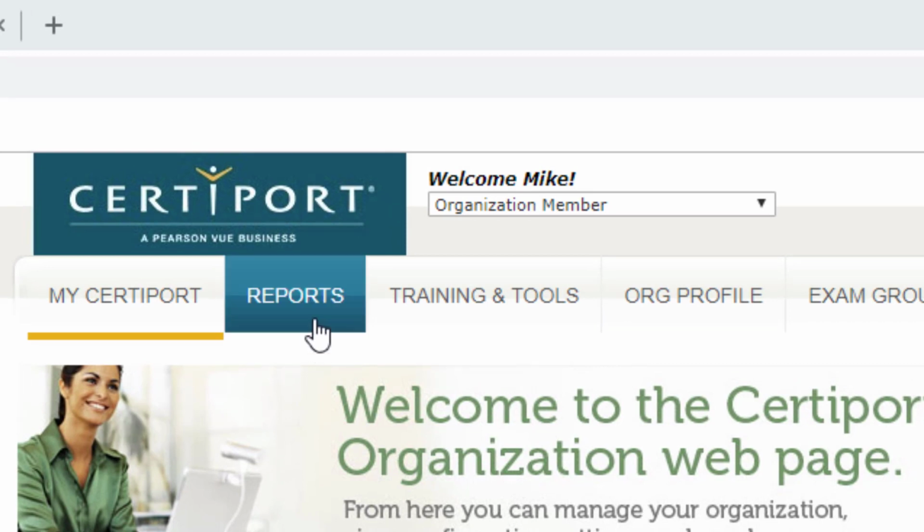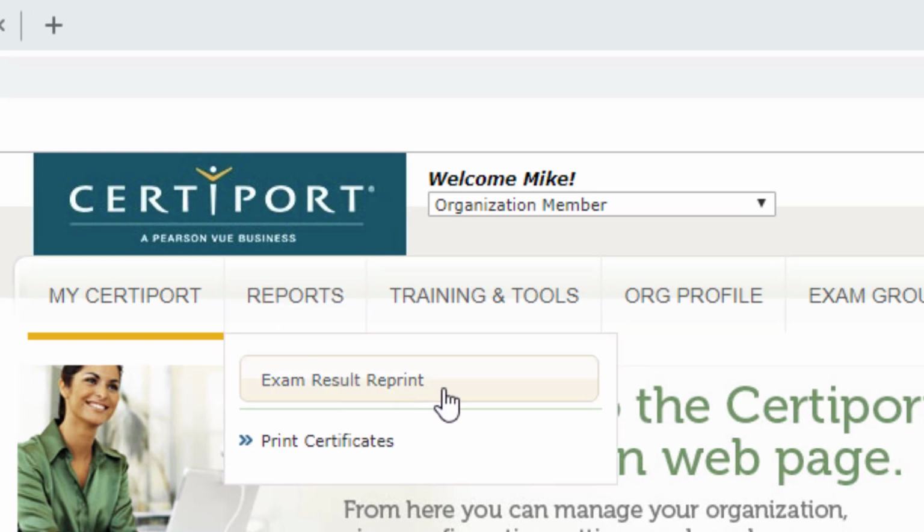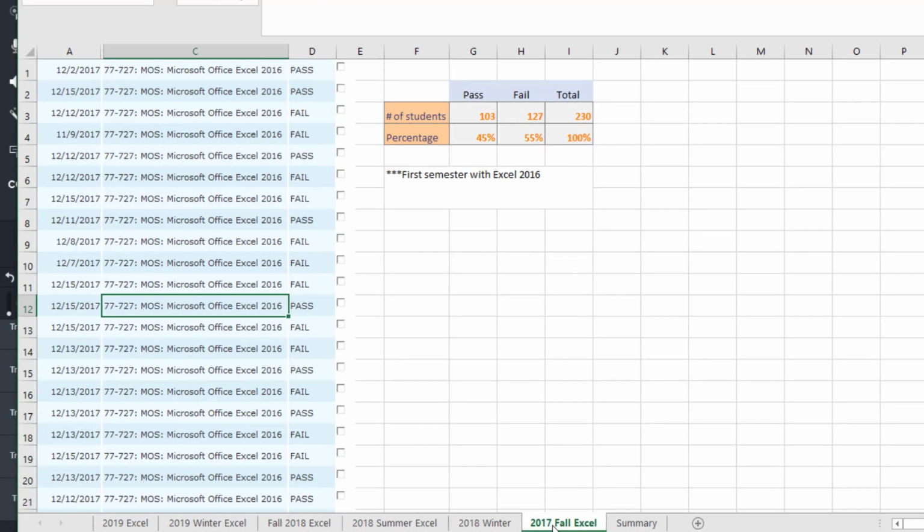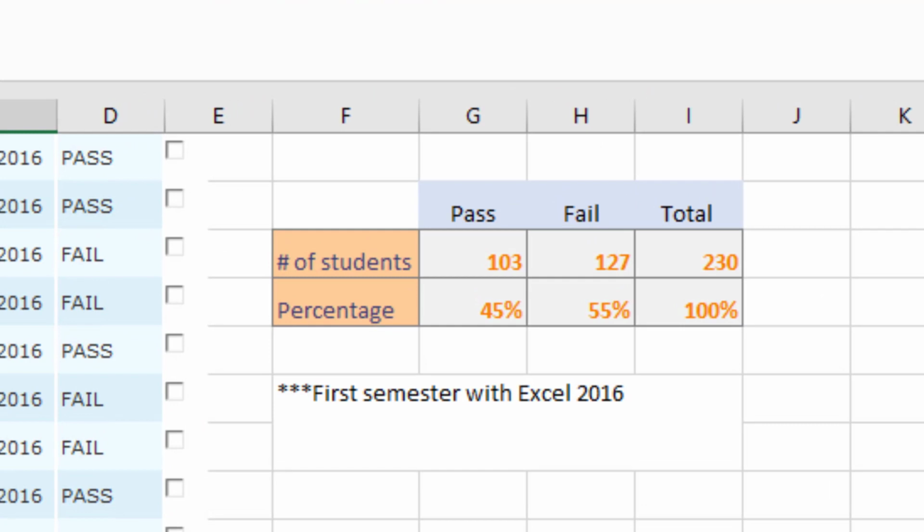outside of the classroom. Being an organization member and proctor at my school allowed me to access the pass-fail rates of our students over the last 5 semesters. We'll start in the fall of 2017 because that is the first semester that we started using the Excel 2016 exam, which we still use currently.